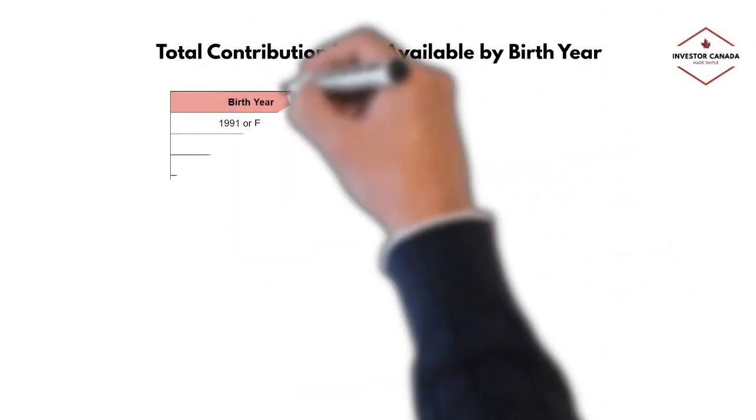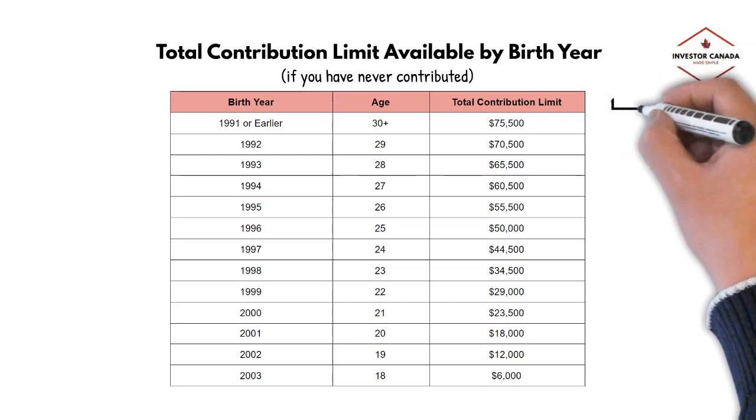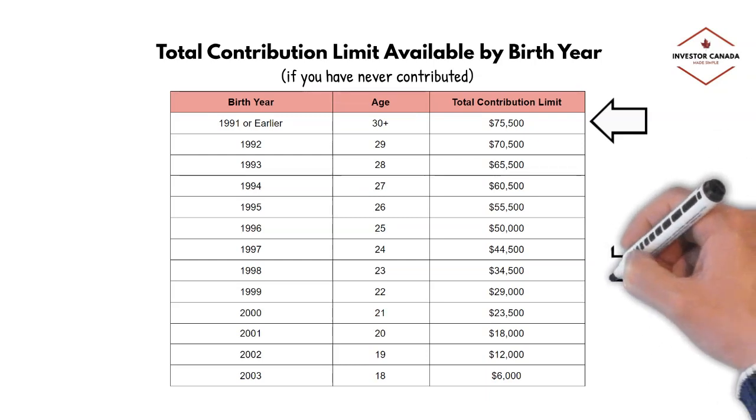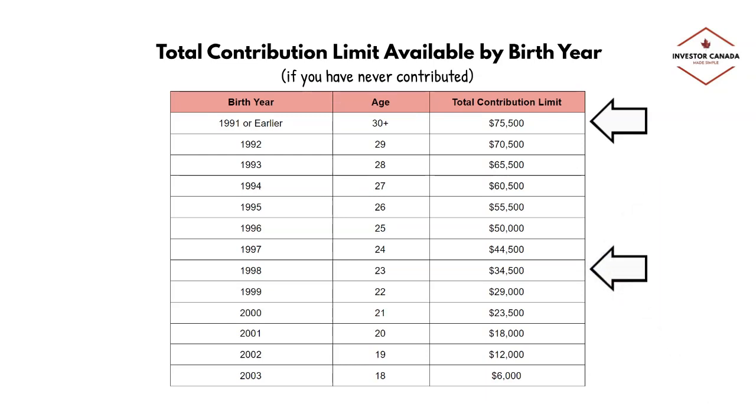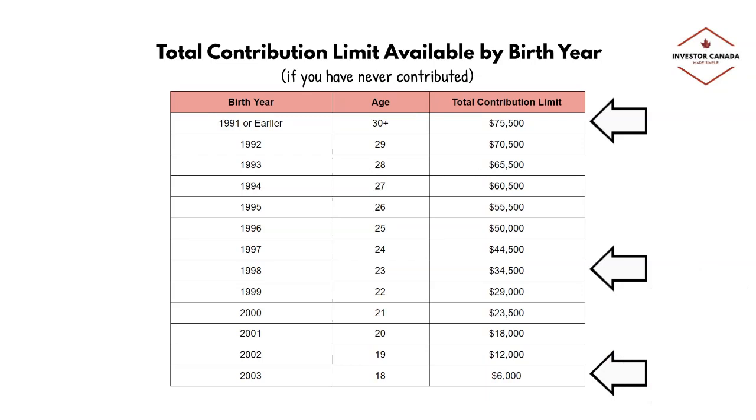Shown is a graph that displays how much your total contribution limit is for a TFSA if you have never contributed any money into your account. For example, if you were born in 1991 or earlier, you are 30 years old or older, and your total contribution amount will be $75,500. If you were born in 1998 and you turned 23 this year, your total contribution limit is $34,500. If you're born in 2003 and you're turning 18 this year, your total contribution limit is only $6,000 because this is your first year being eligible.